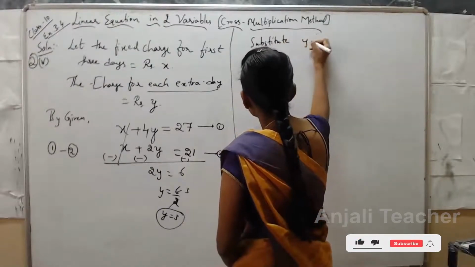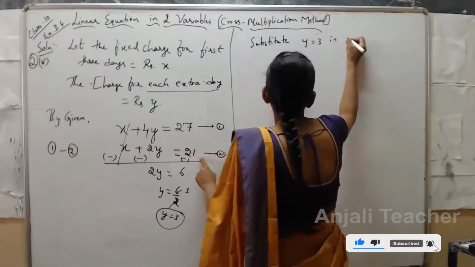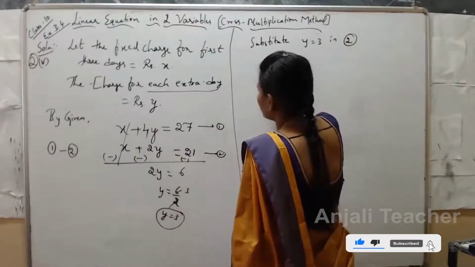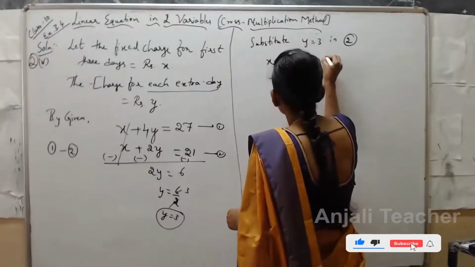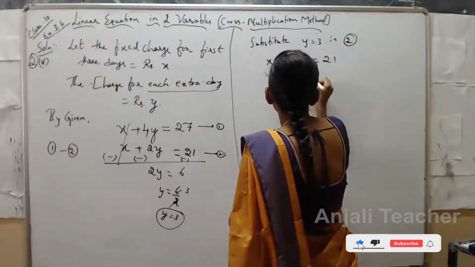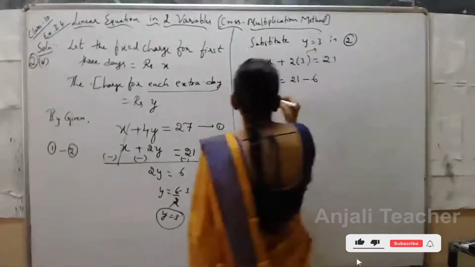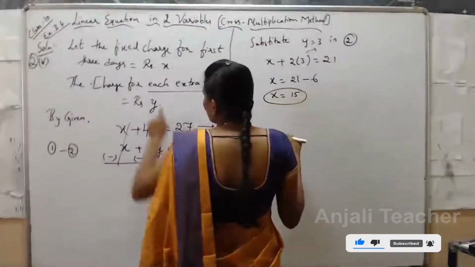Substitute y is equal to 3 in any of these two equations. I will take equation 2 because it has small numbers. x plus 2 into y, which is 3, equals 21. x is equal to 21 minus 6. 3 times 2 is how much? 6. If you send this to the right side, it becomes minus 6. x is equal to 15.